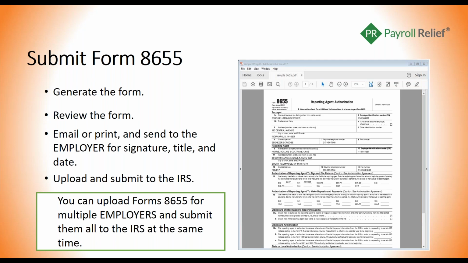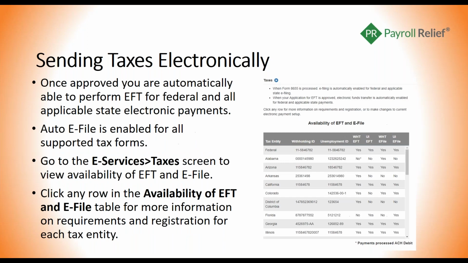The IRS then returns a validated reporting agents list, providing name controls for all of the listed employers for whom you submitted Forms 8655. For your convenience, you can upload Forms 8655 for multiple employers and submit them all to the IRS simultaneously. Once your application for EFT has been approved, you're automatically able to perform electronic fund transfer for federal and all applicable states, and Auto e-File is enabled for all supported tax forms.